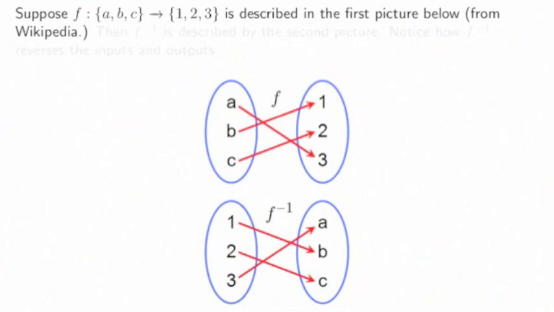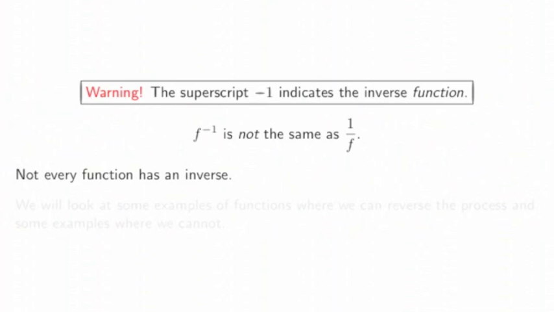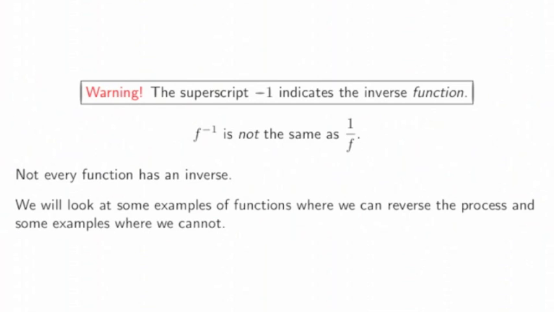Here's something from Wikipedia. Suppose my function f maps A, B, C to 1, 2, 3 as described in this first picture. Then f inverse reverses the process, and that's in the second picture. If a goes to 3 and b goes to 1 for the function f, then 1 goes to b, 2 goes to c, and 3 goes to a in the inverse function. Again, reminder, the superscript minus 1 indicates the inverse function. Not every function has an inverse.